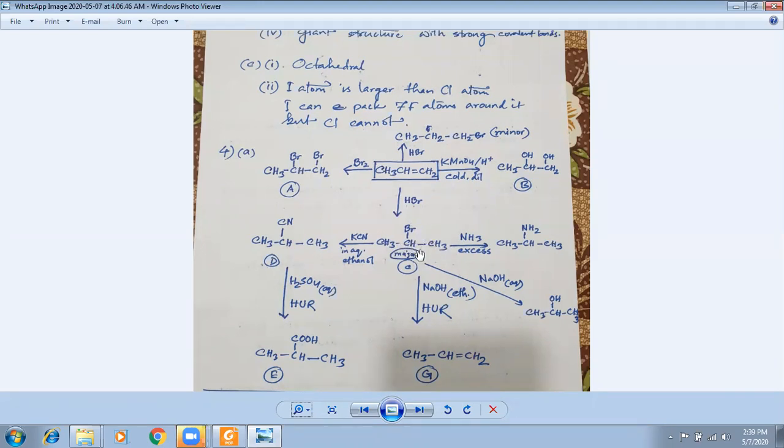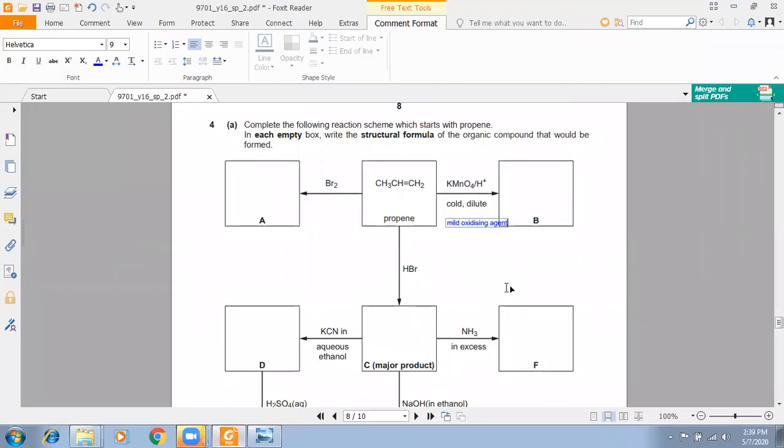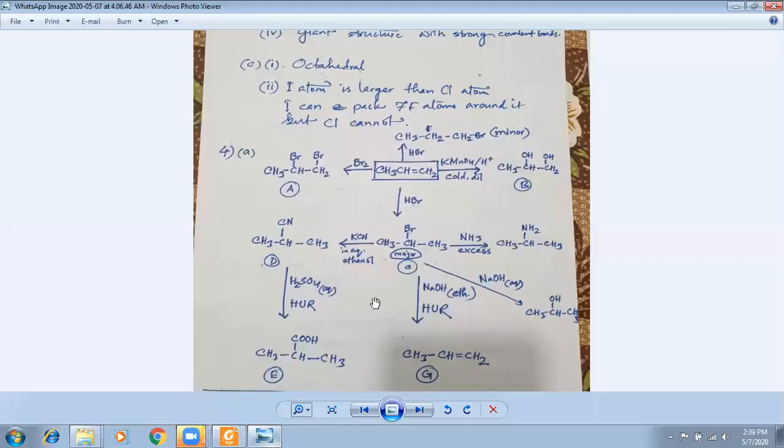CH3CHBrCH3. So that will be the major product, and another product will form, CH3CH2CH2Br. That will be the minor product. Okay, they are asking for the major product in the question. So look at this. They are asking for the major product, so we are writing the major product. I'm going back to the question once again. Major product. Now, why is it happening?